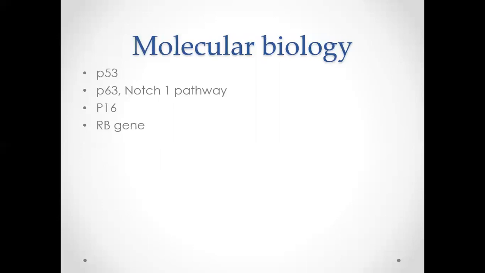So there are different molecular markers of the squamous cell carcinoma. Tumor suppressive gene P53, and then P63, Notch1 pathway. Similarly, P16, which is a cyclin-dependent kinase inhibitor, and also the retinoblastoma gene. So these tumor suppressive genes are mutated in the molecular biology of squamous cell carcinoma.